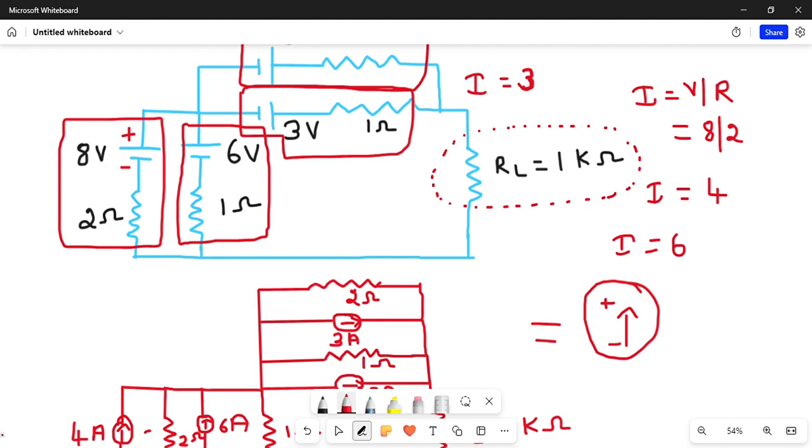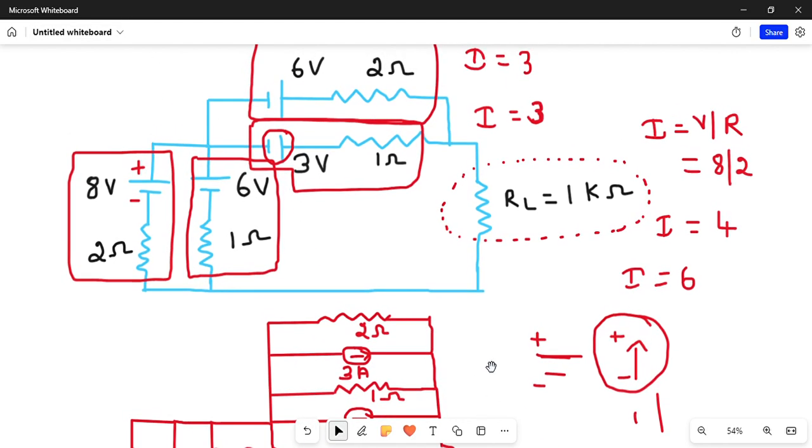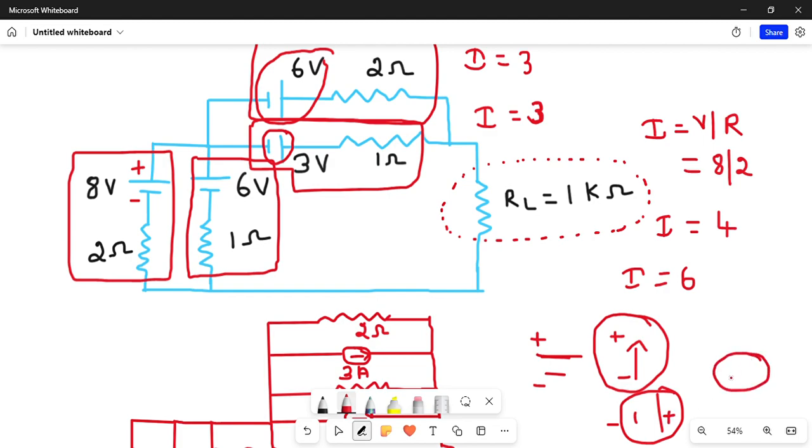Now here you can see that it is negative and positive like this. In the case of 3 volt and 6 volt, they have given negative and positive like this. So according to that, we wrote the direction like this.